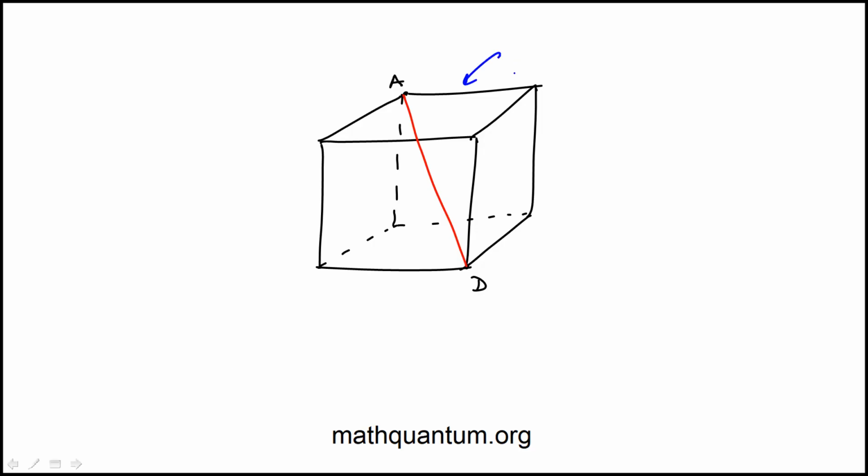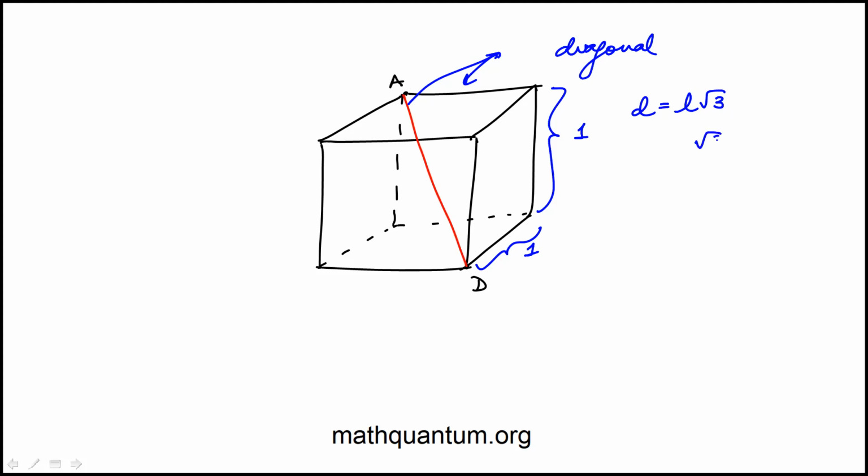So in this question, we're given this cube, and we're told that the length of each side is 1. And the question was the length of AD. So that's your diagonal. And some of you might know the formula already. The diagonal, the length of each side of this cube is L times root 3. So in this case, L is 1. So the answer is root 3.